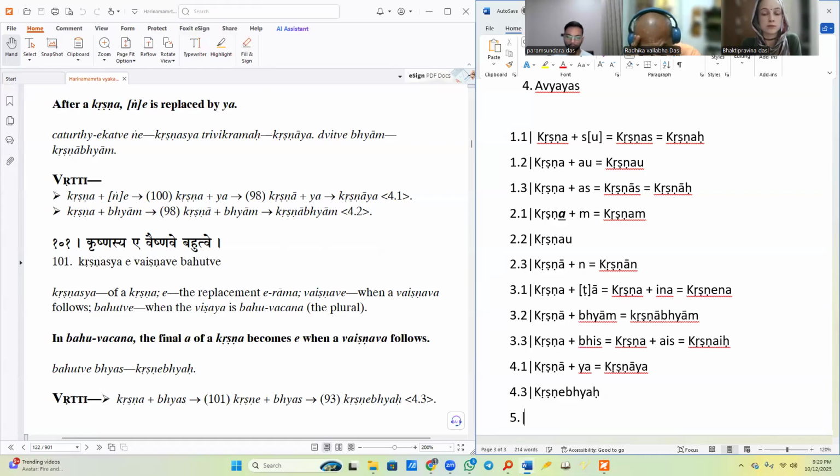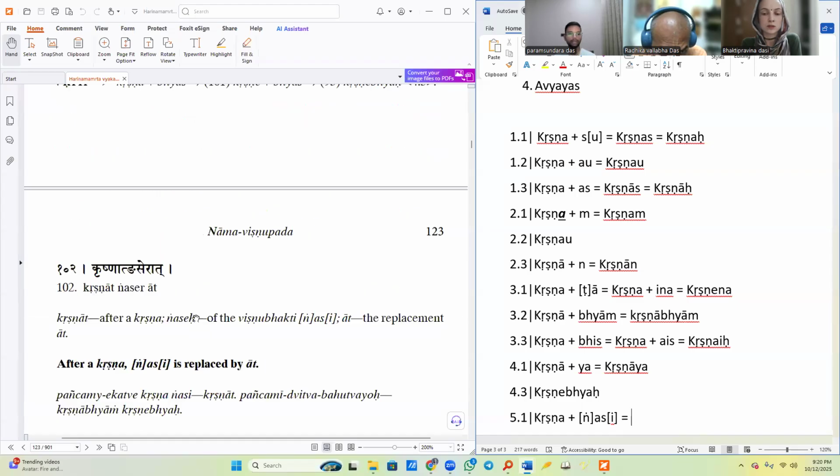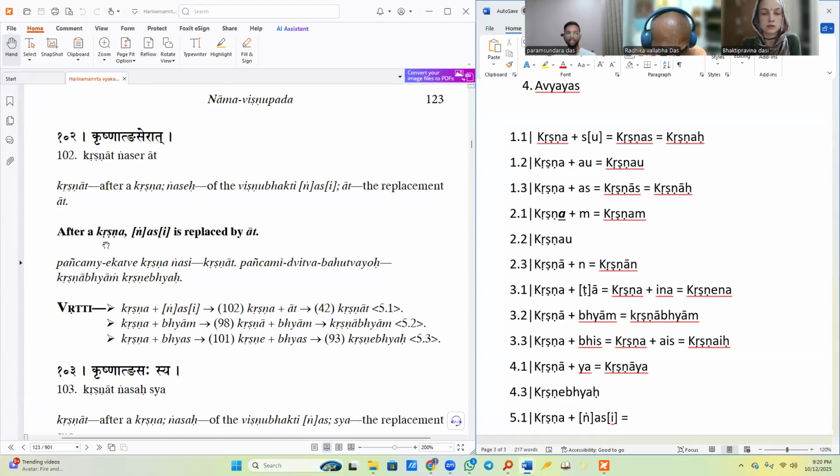Then 5.1. Krishna Nasi. The sutra says Krishna Naserat. After a Krishna Shabda, Nasi is replaced by At. So after Krishna, we replace Nasi with At. Dashavtare Katmake Militpatre Vikramaha Krishnat. Krishnat Param Kimapi Tattvam Aham na Jane. Krishnat. 5.2 and 5.3 are same like 4.2 and 4.3. Nothing new.